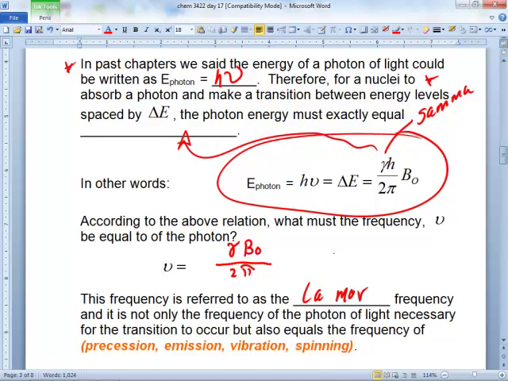Larmor frequency. So this frequency right here is called the Larmor frequency. It's not only the frequency of the photon of light that we've been talking about, necessary for the transition to occur, but it also equals the frequency of precession.